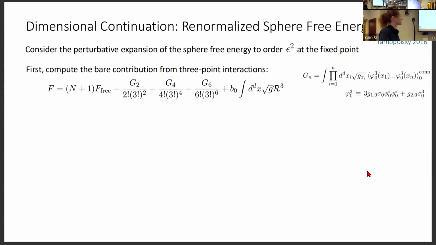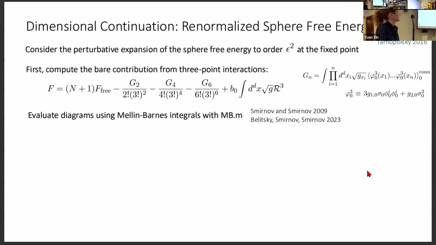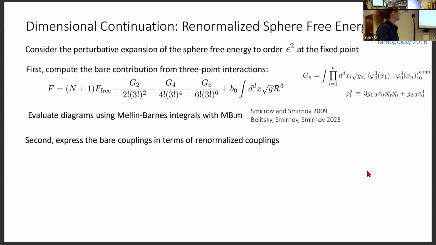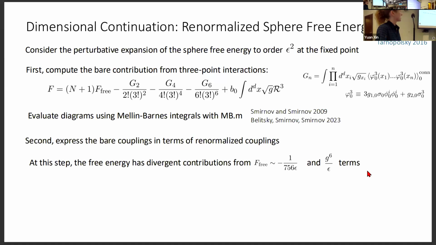So first we compute the bare contribution from the 3-point interactions in connected correlation functions, as usual. Some of these calculations can be done analytically, but we also used the help of the Mellin-Barnes integral package MB.m, made by Smirnov and Belitsky, and that was very, very helpful. So once we've computed all the diagrams, we express the bare couplings in terms of renormalized couplings. And at this stage, the free energy is still divergent.